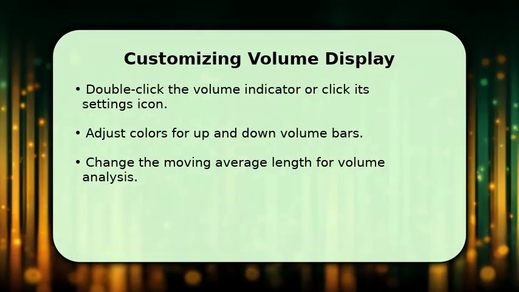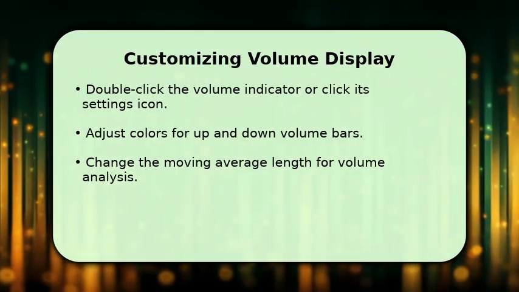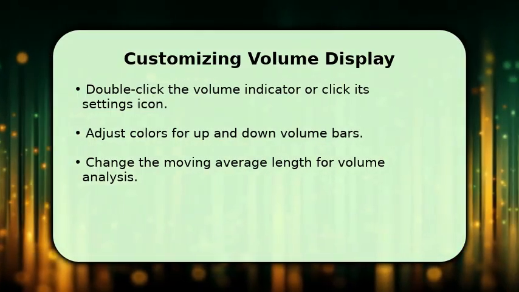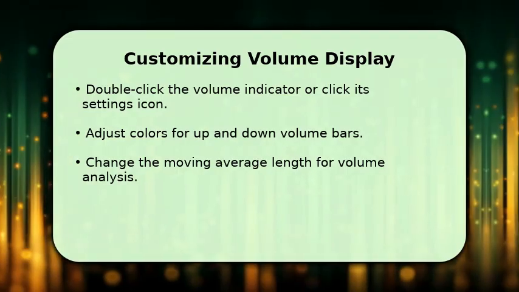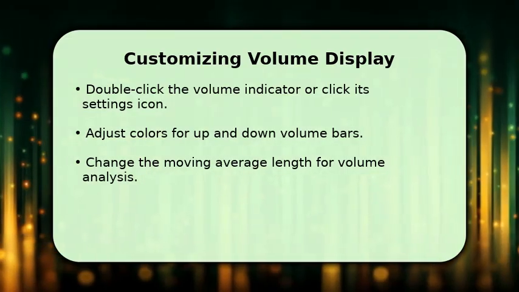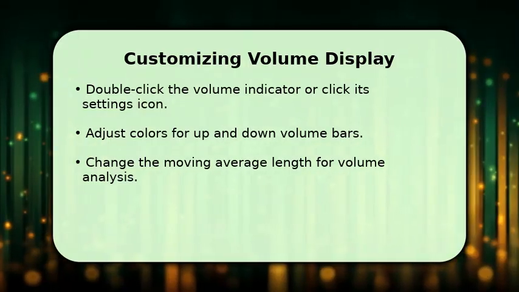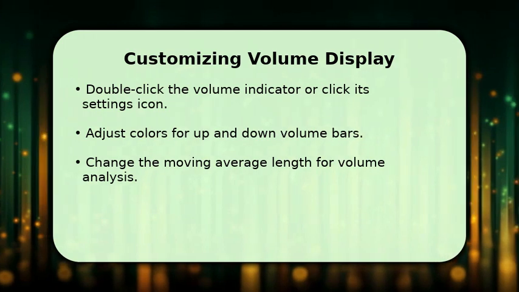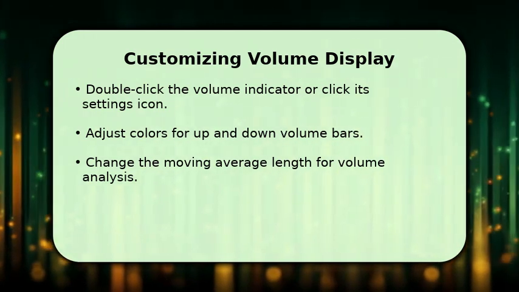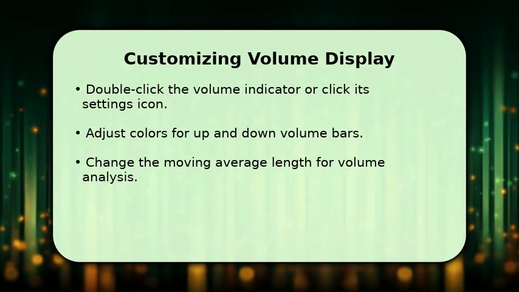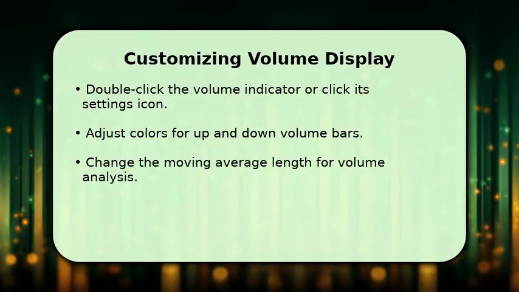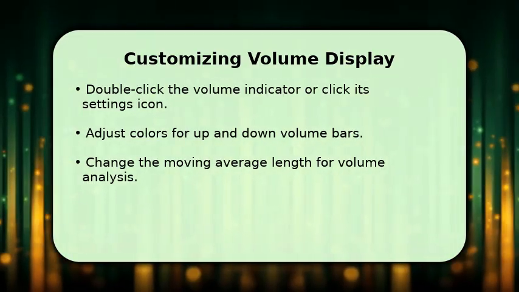Once volume is added, you can customize its appearance. Simply double-click the volume indicator or click the small gear icon next to it to open the settings. Here, you can adjust the colors for up and down volume bars, making them visually distinct. You can also modify the moving average length for volume, or even change the display style from a histogram to an area chart, tailoring it to your preference.